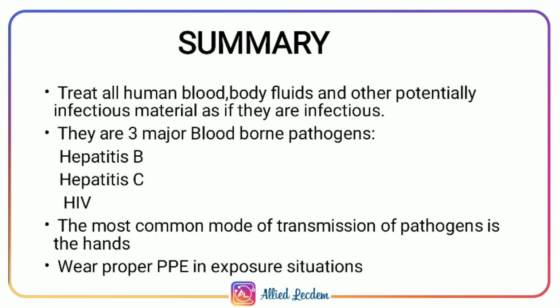Summary. Treat all human blood, body fluids and other potentially infectious material as if they are infectious. There are three major blood-borne pathogens. We already know about that. What are they? First one is hepatitis B, hepatitis C and HIV. HIV means human immunodeficiency virus. The most common mode of transmission of pathogens is the hands.